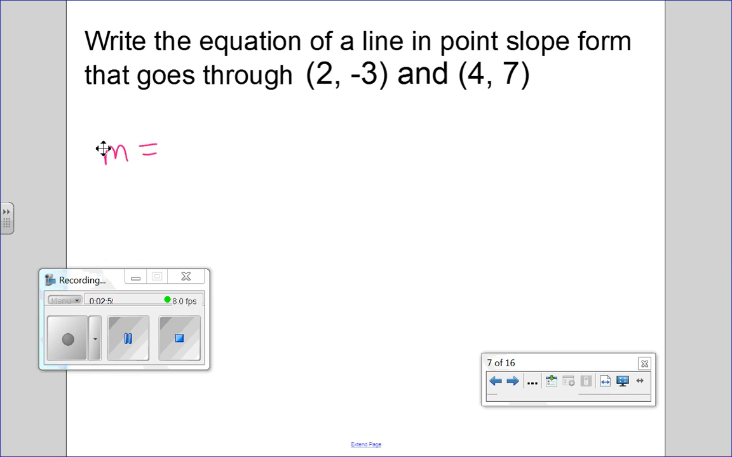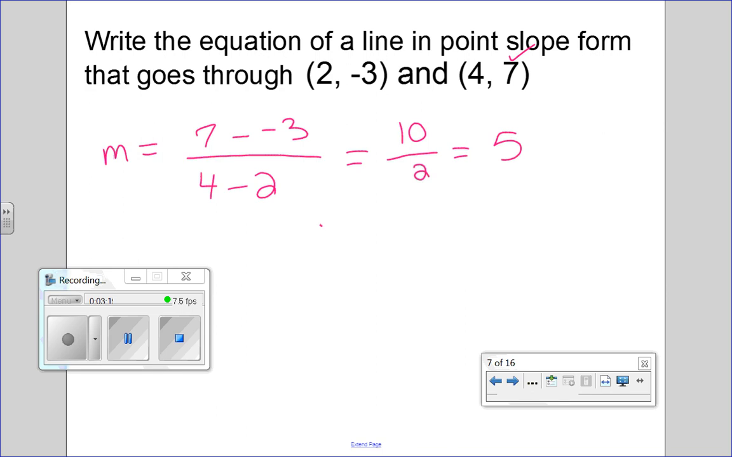I always start with my biggest Y value, so I'll start with my 7. 7 minus -3, very good. And what would be in the bottom? Very good. You're getting so good at slopes, it makes me like a proud mom. So the top would be 10, and the bottom? 2. So we found our slope. Our slope is 5. Now, as far as what point do you want to use? Your favorite. Just use your favorite point. 4, 7 absolutely would be my favorite point.